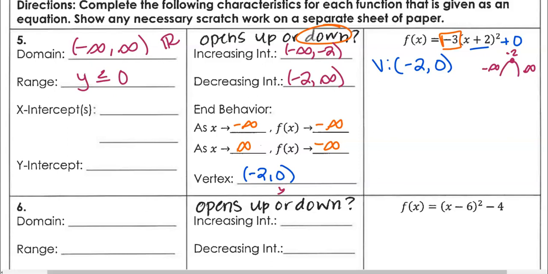Okay. Ready for x and y intercepts? Yeah? Okay.